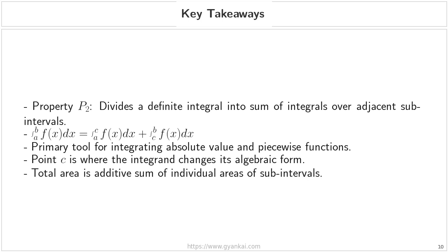Finally, and this is a good way to visualize it, remember that the definite integral represents the area under the curve. So, property P2 is saying that the total area under the curve from a to b is simply the additive sum of the areas under the curve from a to c and from c to b. This is a powerful technique, and mastering it will make integrating more complex functions much more manageable. We've built up to this through the examples, and now you have a solid understanding of how and when to apply it.